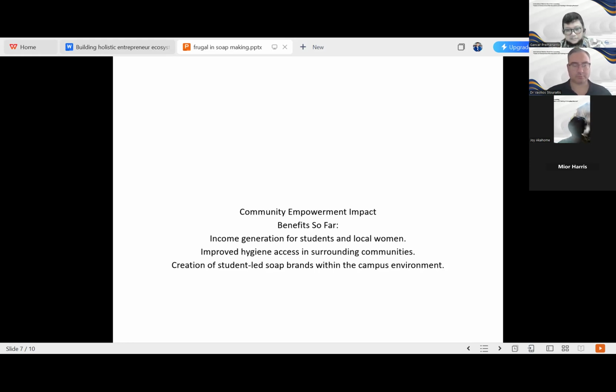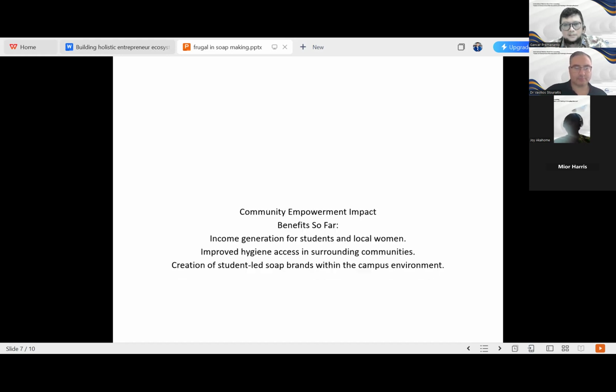So a lesson here on this frugal innovation in soap making is to actually start small and to focus more on solutions for the community, not just for students and staff, because frugal innovation is successful when it is combined with basic business education. So with that being said, I would like to conclude that frugal innovation in soap making is not just about building technical skills. It's also a sustainable model for inclusive entrepreneurship and community development.